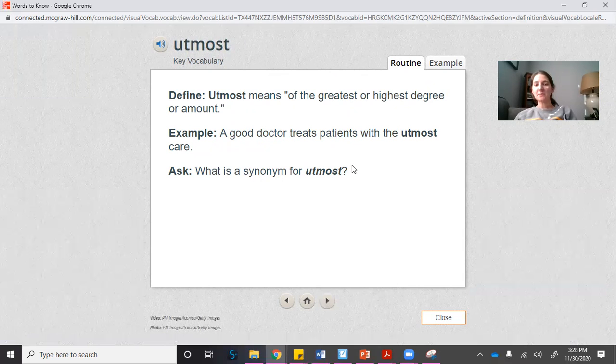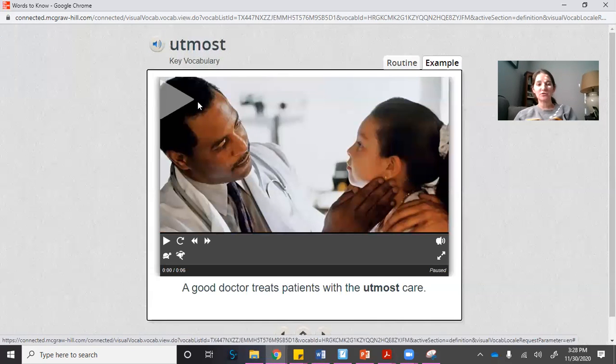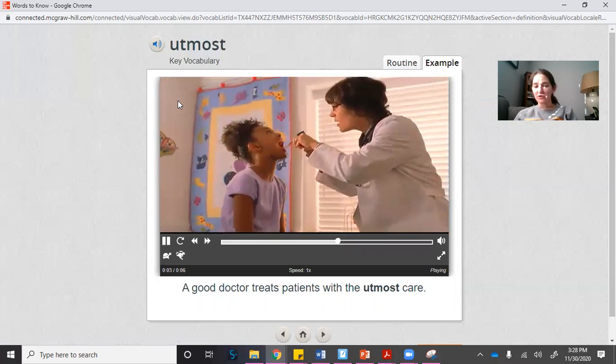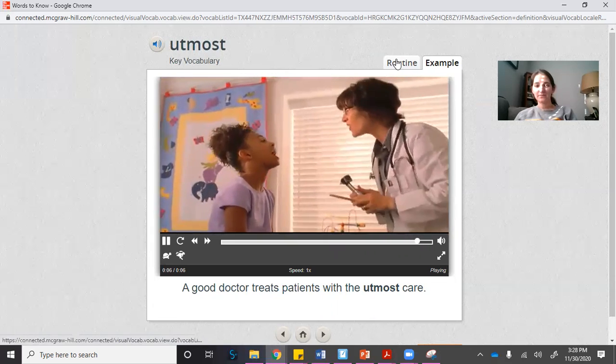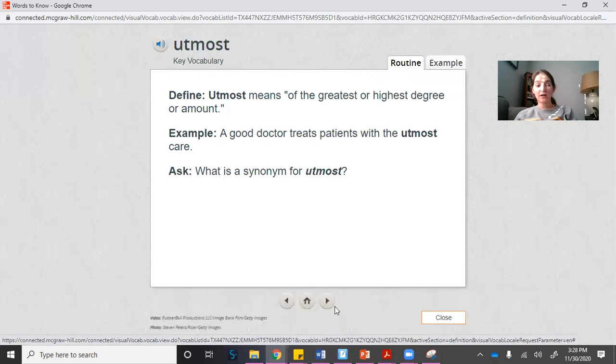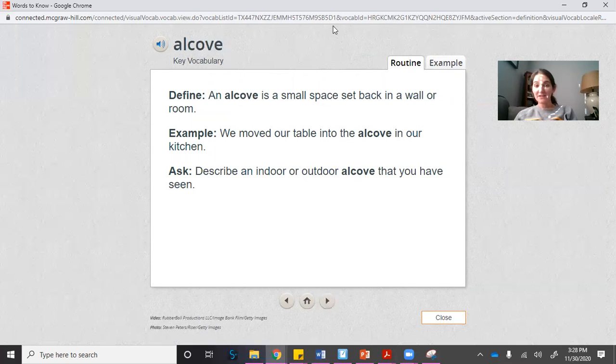Utmost is the next one. Utmost means of the greatest or highest degree or amount. A good doctor treats patients with the utmost care. A synonym of utmost would be the highest degree or a large amount. I would want a doctor to treat me with the utmost care to make sure that I am being treated well and that whatever I'm being treated for is handled correctly. So this doctor is showing they're treating their patients with care and kindness. And we're back to the beginning.